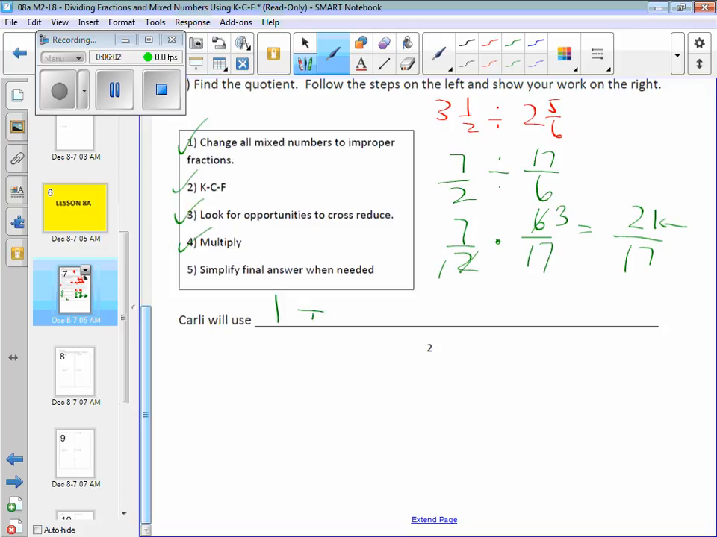With how many left over? Should be 1 and 4/17. Yes? So let's go to the next page.